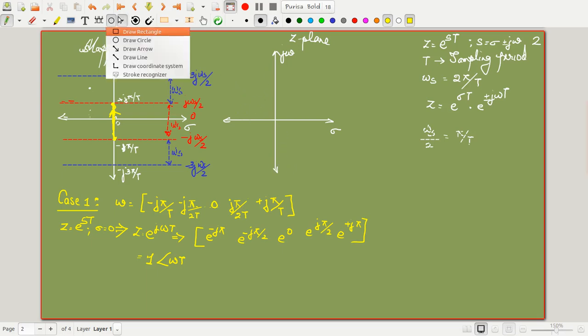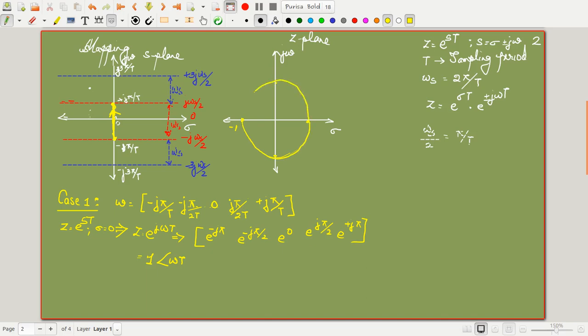Take a stroke. So it starts from here, minus pi with a magnitude of 1, then goes to minus pi by 2, then goes to 0, then goes to plus pi by 2, and this comes to 1. That means it is going in the anti-clockwise direction with a magnitude of 1. That means it is in fact a unit circle.